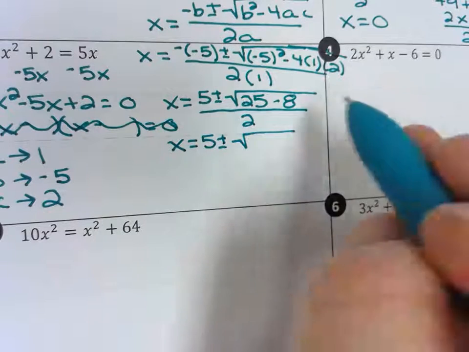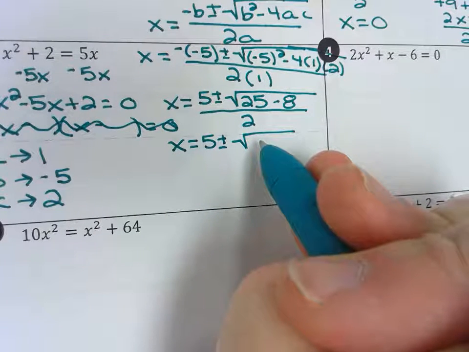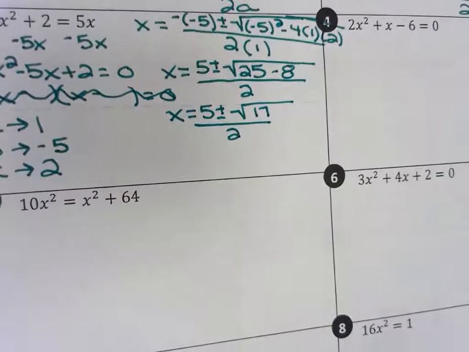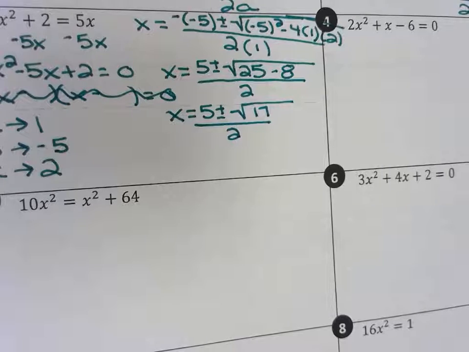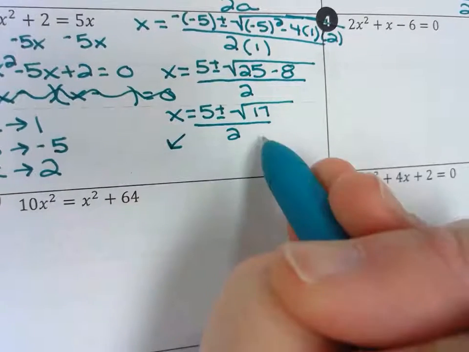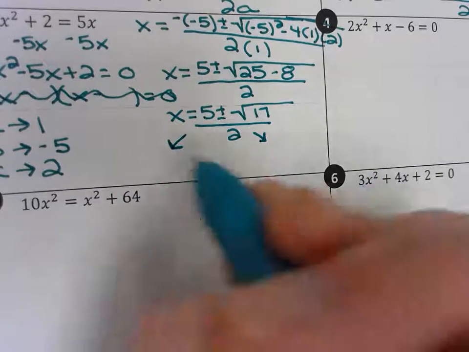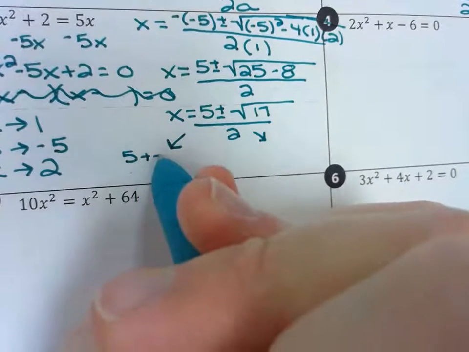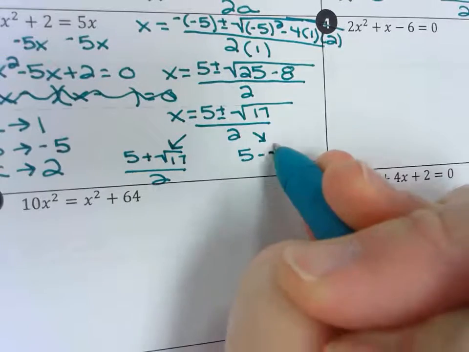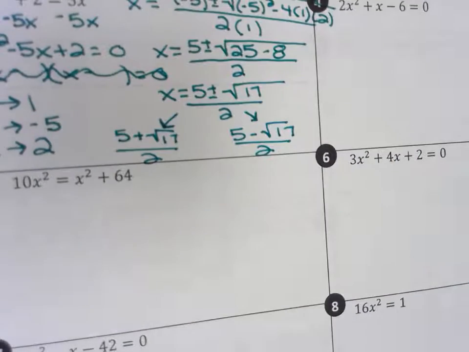So what's 25 minus 8? 17, all over 2. And then what did I have you do? Once you got it simplified like this, I had you do what? Plus or minus. Yep. 5 plus the square root of 17 over 2, and 5 minus the square root of 17 over 2, because the plus or minus gives you your two answers.